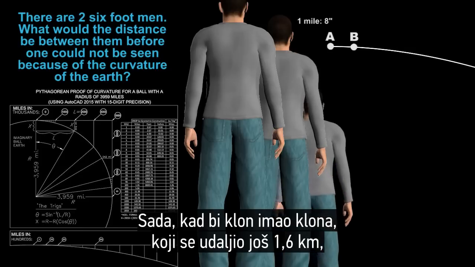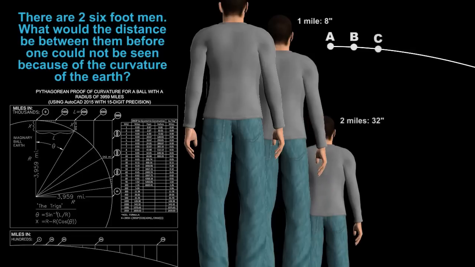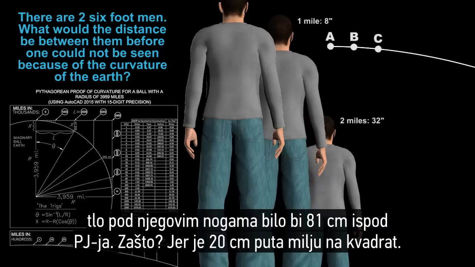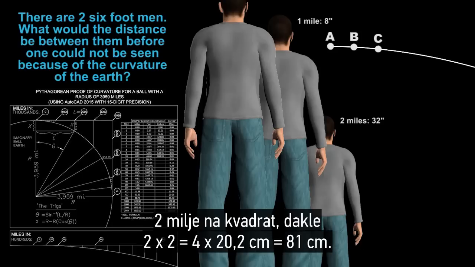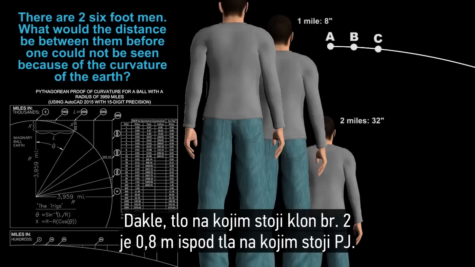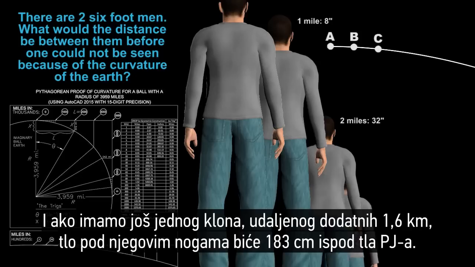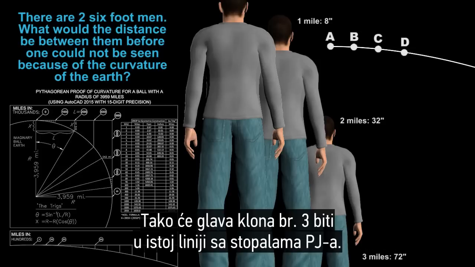Now, if the clone had a clone who walked another mile away, that clone's ground would be 32 inches below PJ's ground. Why? Because it's 8 inches per mile squared. 2 miles, okay, 2 times 2 is 4, times 8 is 32. So the ground that clone number 2 is standing on is 32 inches, almost 3 feet, below the ground that PJ is standing on. And if we had yet another clone who was to walk 1 more mile, his ground would be 72 inches, or 6 feet, below PJ's. Thus, the top of clone number 3's head would be even with the bottom of PJ's feet.